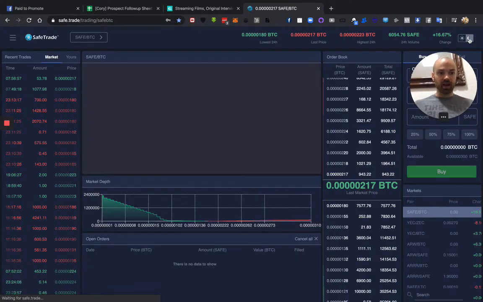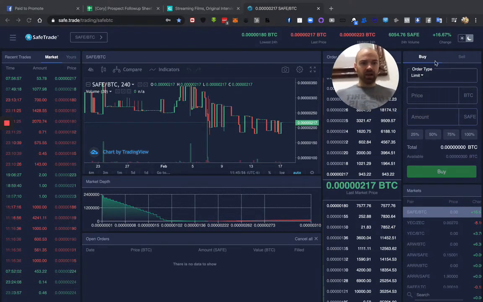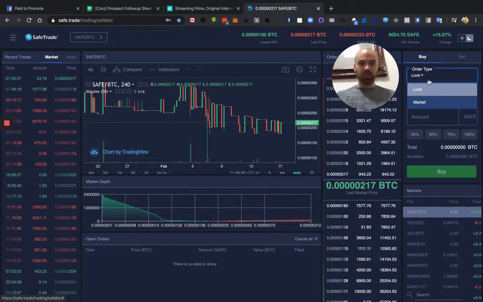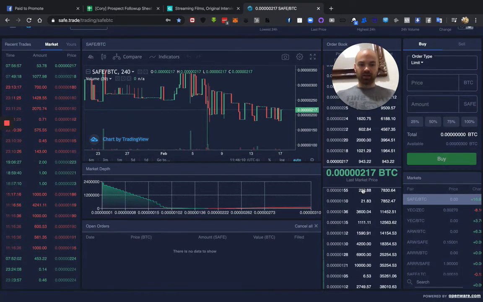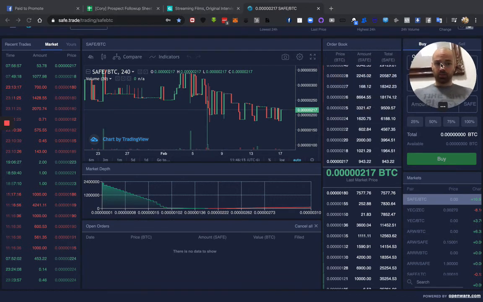you can switch from night to day mode. I prefer night shift mode personally, as well as the different order types. So you can see limit or market order, depending if you're looking for the best price and willing to wait, or you just want to get that order through, right? You can switch from buys to sells, as well as see the markets and the orders that are in the books too. So definitely a great exchange, nice and clean.